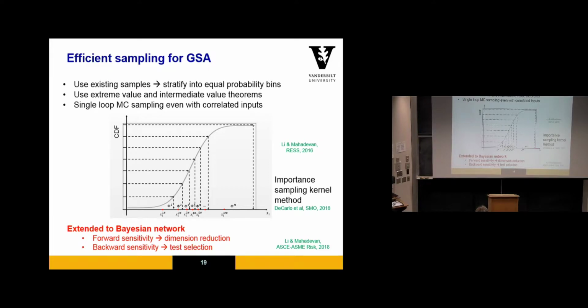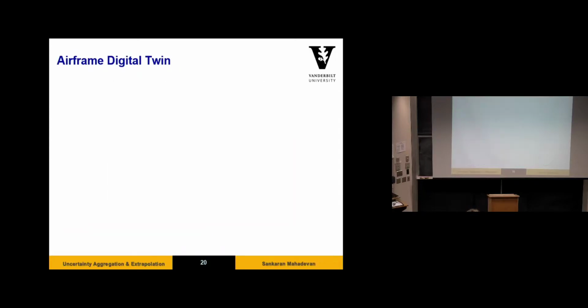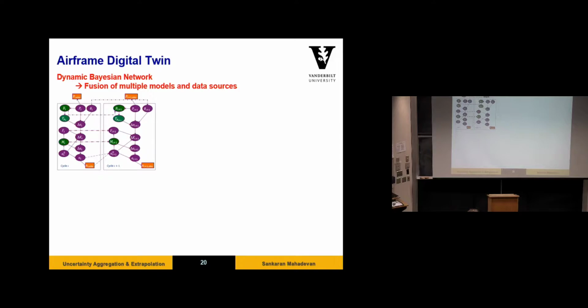We extended further to Bayesian networks where you have aggregation of multiple components and sources. We have used this idea for dimension reduction, of course, based on sensitivity, but also for seeing which of the parameters are sensitive to the data. So using that to test, design, and select various kinds of tests. In fact, one powerful application where we were able to leverage this was in the digital twin work that we did for Air Force Research Lab on the airframe, where you have a dynamic Bayesian network that represents the evolution of uncertainty in various parameters and state variables in the system, and using multiple models and data sources such as inspection data and onboard data and so on.